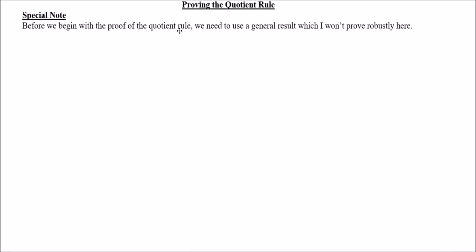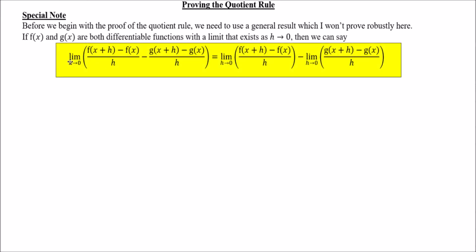Before we begin with the proof of the quotient rule, what we need to do is use a general result, which I won't robustly prove here, and essentially it's this. If you've got the limit as h approaches 0 of two differentiable functions, f of x and g of x, then we can take the limit of the derivative function of f of x minus the derivative function of g of x, and the limit taken as one entity is one and the same as the limit of the derivative function of f taken as h goes towards 0, done separately, then minusing off the derivative function of g of x as two separate limits. So what I'm trying to say here is one limit can be split into two like so.